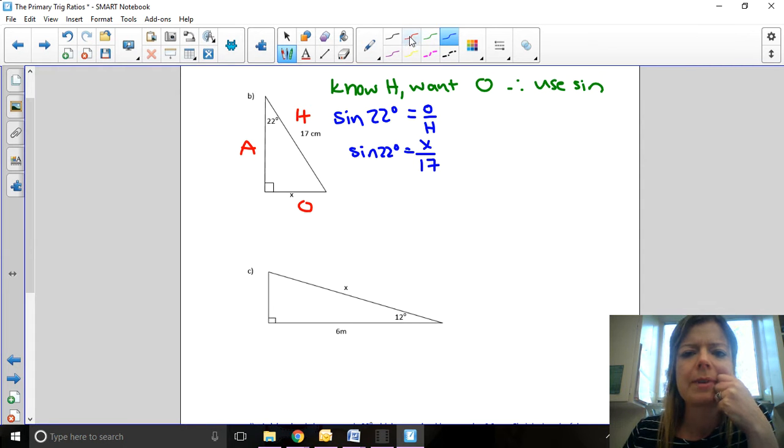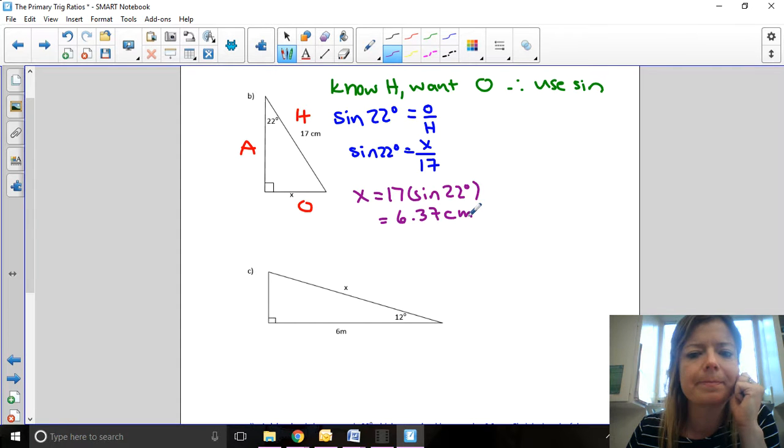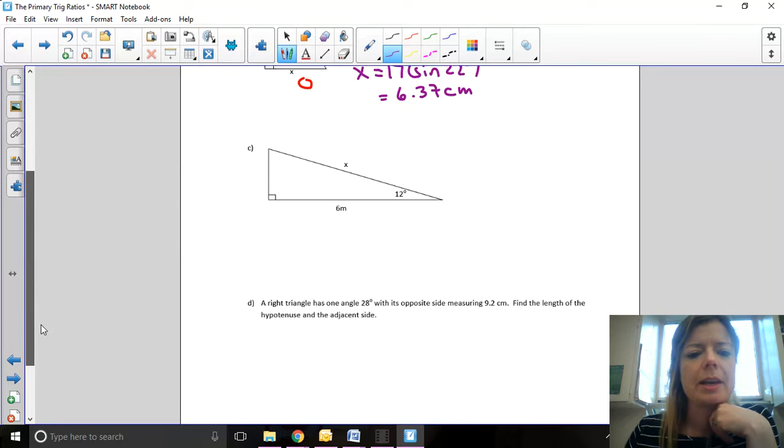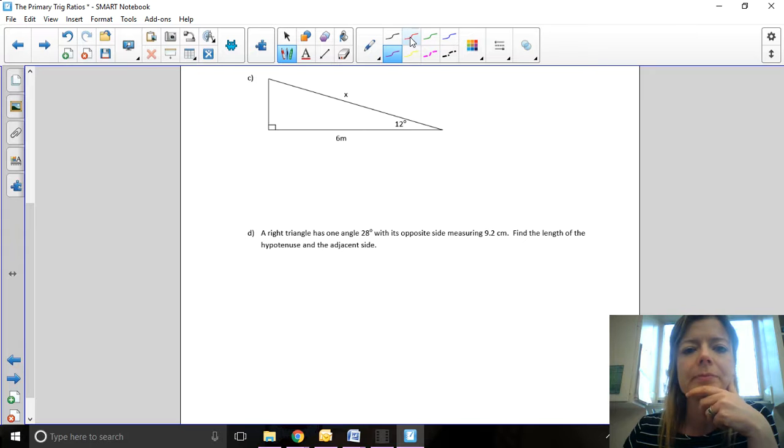Okay, now the next step is to just get x all by itself. So x equals 17 times sine 22 degrees. Make sure you have that degree symbol there. So now you just get your calculator out, do it, and you get 6.37 centimeters. And that's how long x is. Okay. This one's a little different because you'll see why.